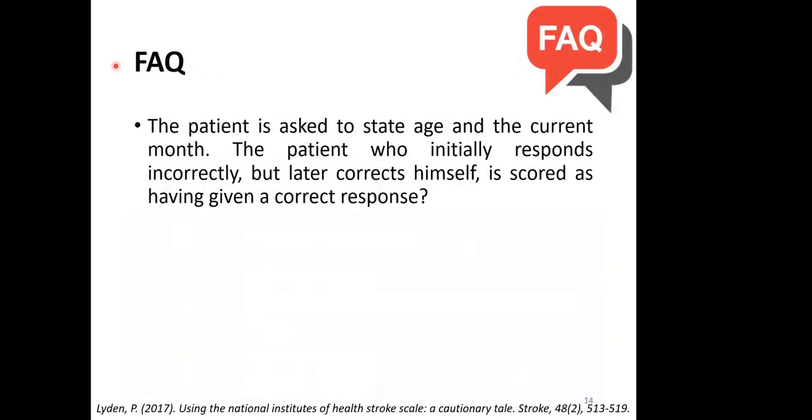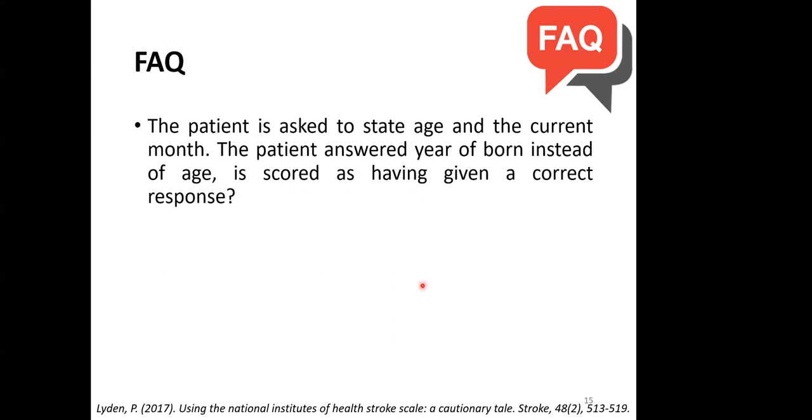Okay, frequently asked question. The patient is asked to state age and the current month, but the patient initially responds incorrectly and later corrects himself. Is he scored as having given a correct response or not? The answer is no. We only accept the first answer. But if the patient is asked to state the age and the current month, and the patient answers year of birth instead of age, is this correct? No. We only accept age.